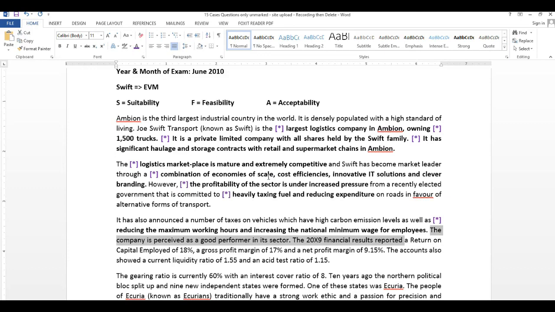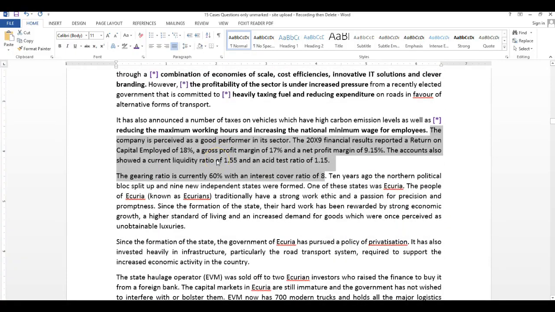The company is perceived as a good performer in its sector. The 2009 financial results reported a return on capital of 18%, gross profit ratio of 17, net profit of 9.5. The accounts also showed a current ratio, acid test ratio, gearing ratio, interest coverage ratio. So all numbers have been given. We will see how to use these numbers as we progress through the question.